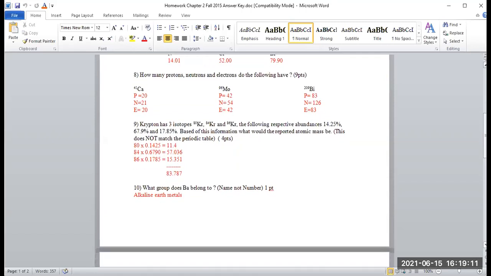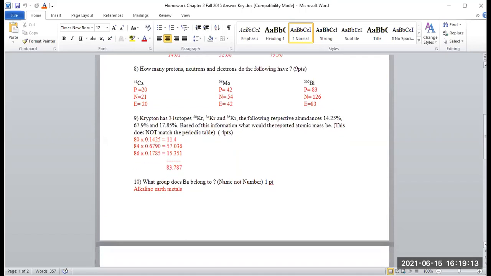All right. Some people tried to do number 9 with a division step, which is not the way weighted averages work. In this case, I gave you 3 isotopes. Yes, there are actually more. But I also gave you 3 percent abundances. This requires you to move the decimal place.